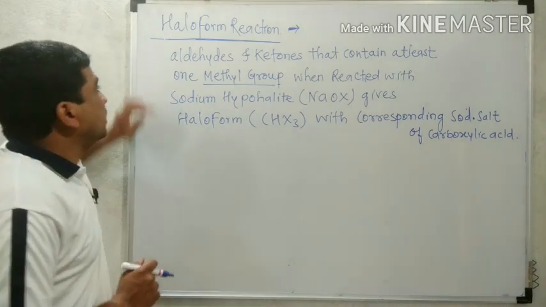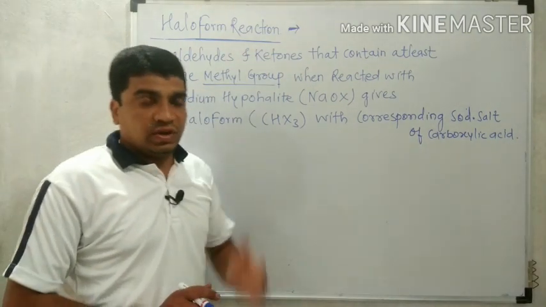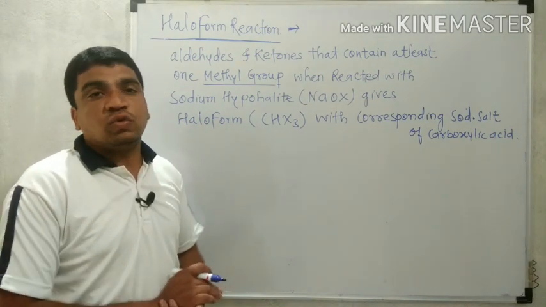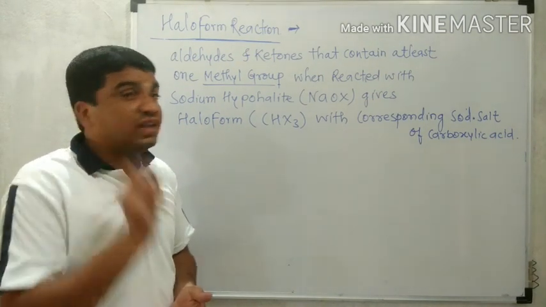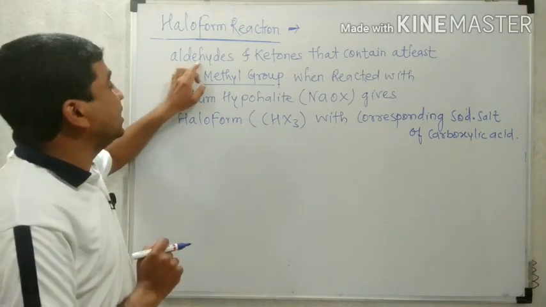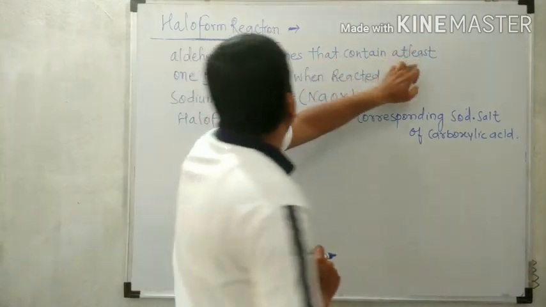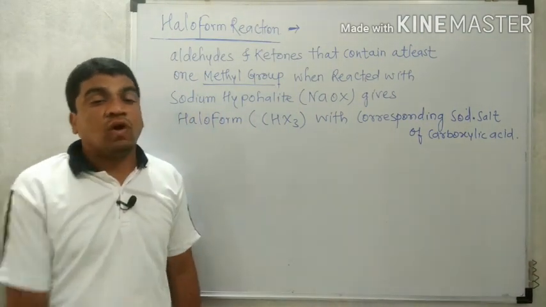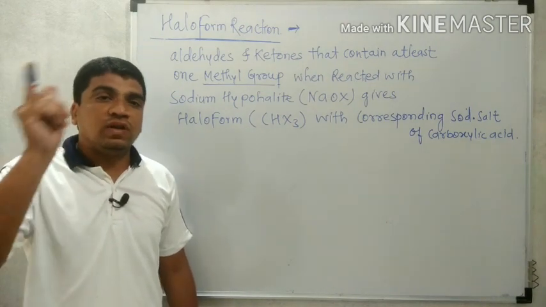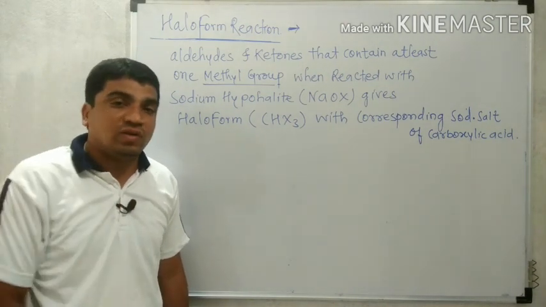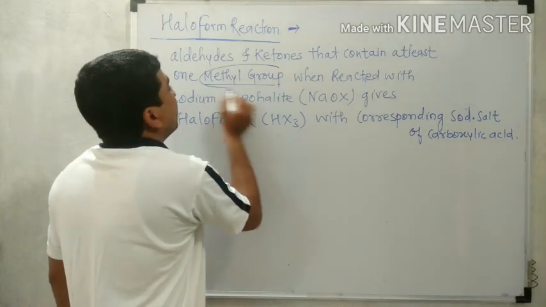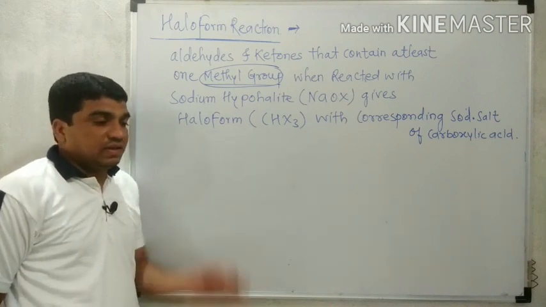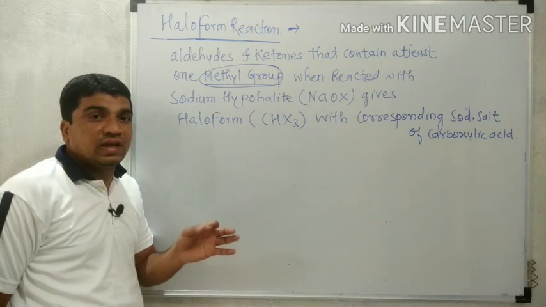When aldehyde and ketone, the reaction can be shown by the aldehyde as well as the ketone, but one important condition is there. Aldehydes and ketones that contain at least one methyl group, not for all aldehydes, not for all ketones, but only for those that must contain one methyl group attached to the carbonyl carbon. This is the important note here.